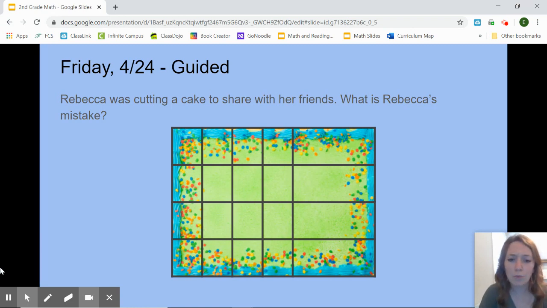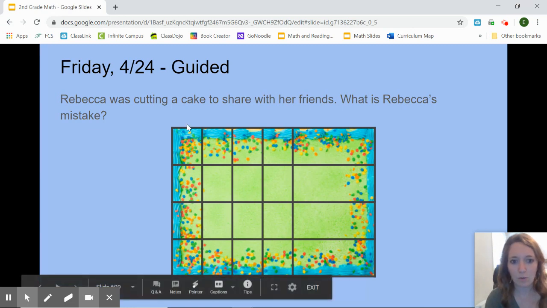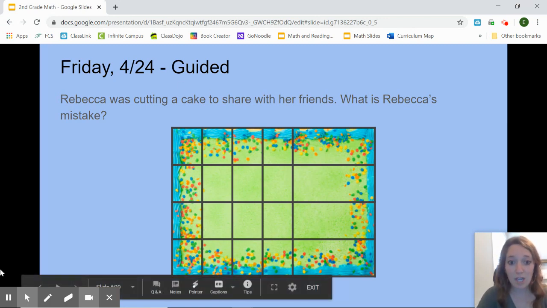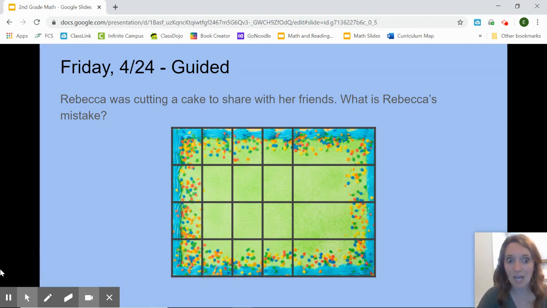Well, she cut it into rows and columns, but what I'm noticing is that these squares aren't the same size as these squares. So that means if someone got this piece, they would be a lot happier than if someone got this piece. This person would not have been as happy, and they would be jealous of the person who got this piece. So Rebecca's mistake when she's cutting it up is that she's not cutting it into equal squares. So it has to be the same size. That's a common mistake. Make sure that you don't fall into that trap.